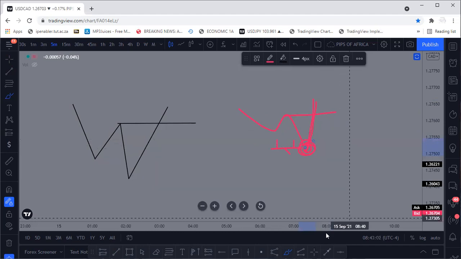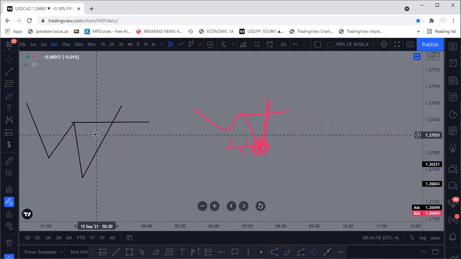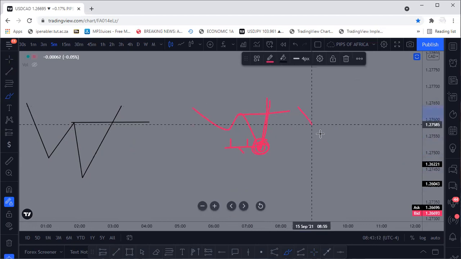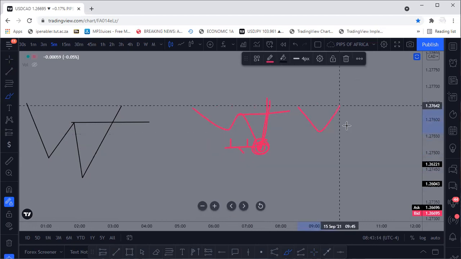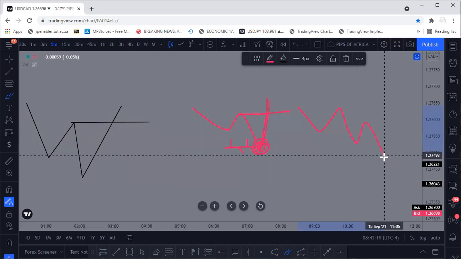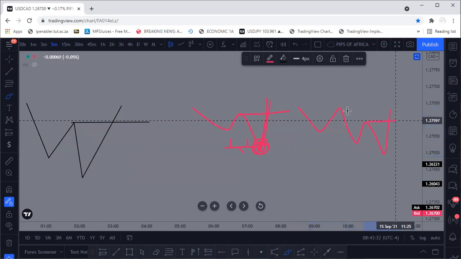Let me show you another example. I'll come back to this one. Just want you to get this thing right. This is another one. Lower low, lower high, lower low, lower high, lower low, break of market structure.